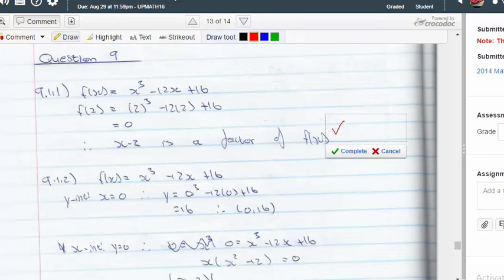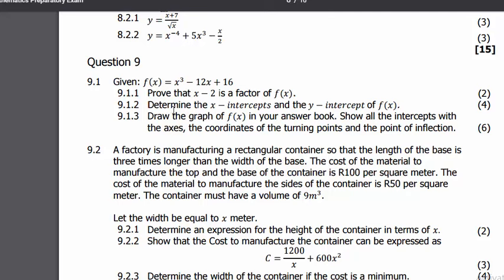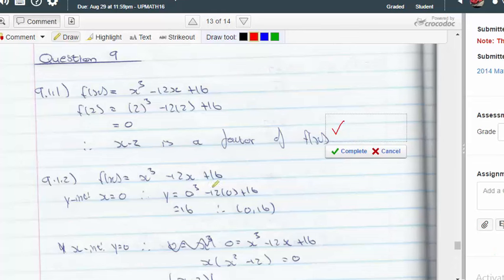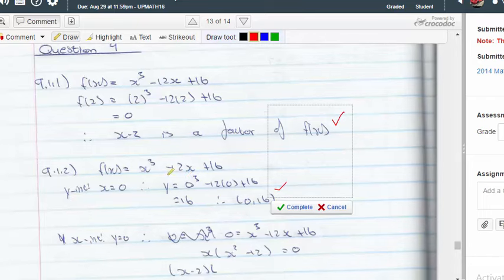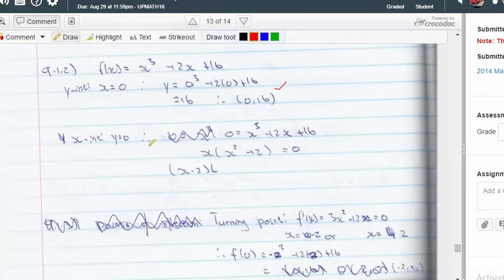Okay, the second part of the question is to determine the x-intercept and the y-intercept of f(x). For the y-intercept, we make x 0. So excellent, x is 0, we're just left with (0, 16). For the x-intercept, we make y 0. And then we have to factorize this expression.